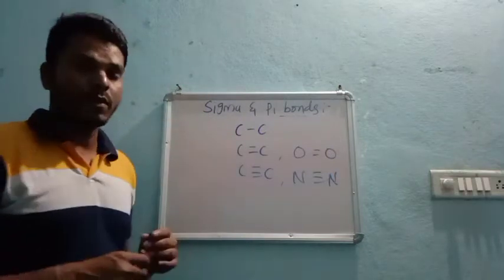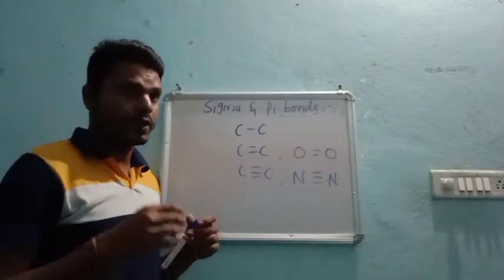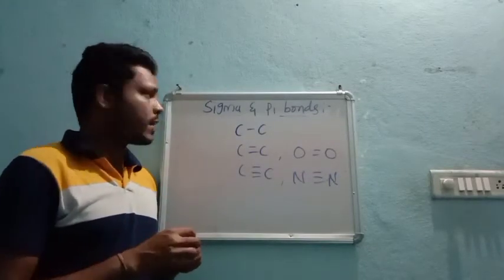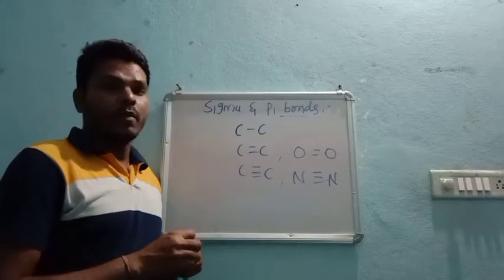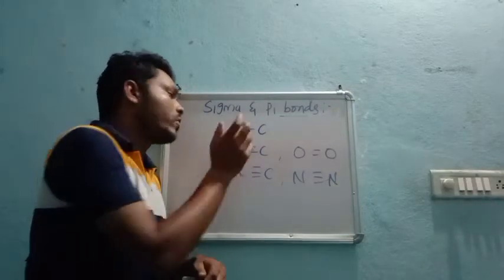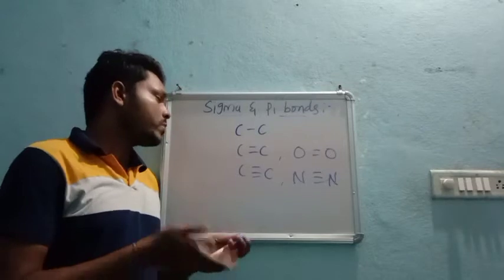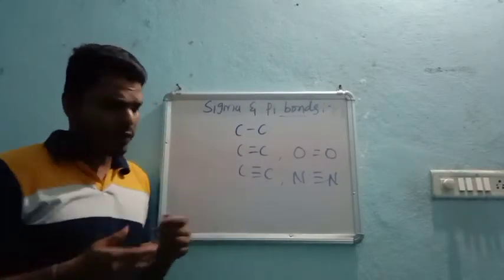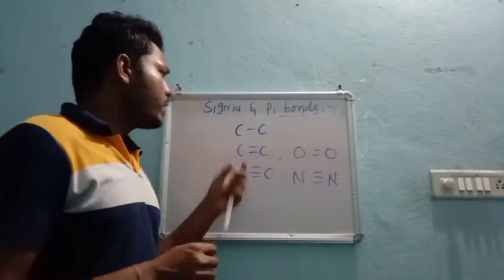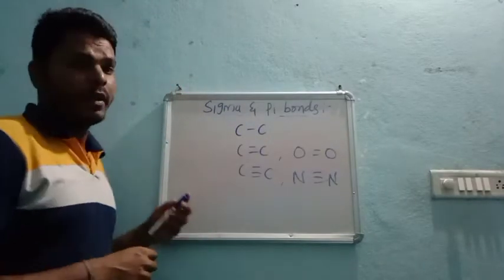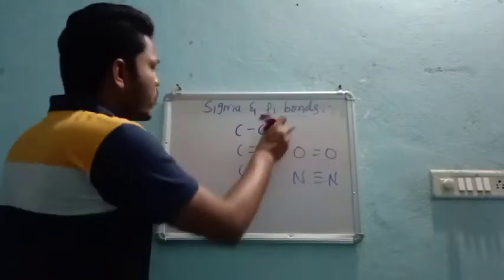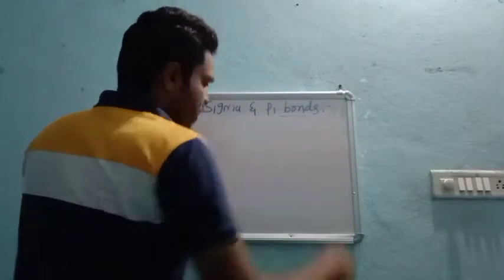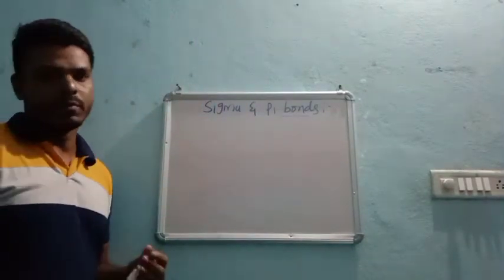But we don't know which bond we should call sigma and which bond we should call a pi bond, right? In today's class, what we are going to see is which bond we should call sigma, or which bond we should call a pi bond. Before going to this concept, first we will see some rules, that means how to identify whether the bond present between any two atoms is a sigma bond or a pi bond.